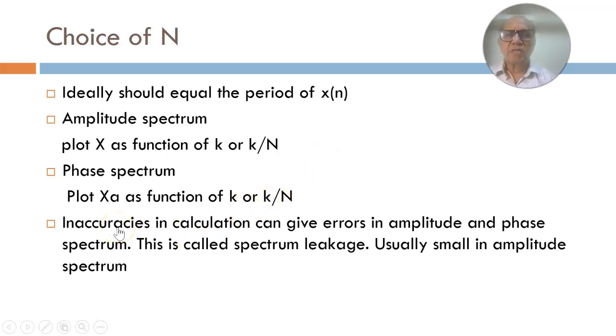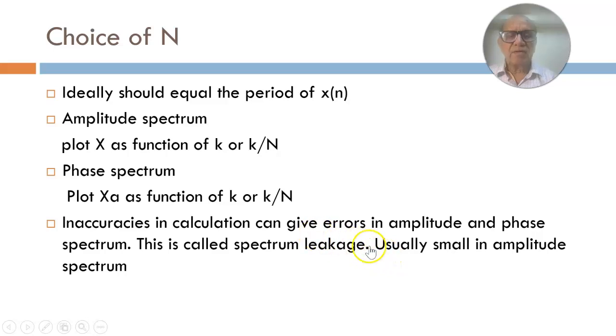Now, one important thing to note is that whenever you do computation through any program, you will not get absolutely perfect values. Errors will be small, nevertheless, there will be some errors. The inaccuracies in calculation can give errors in amplitude and phase spectrum. This is called spectrum leakage. That means you may see components in the frequency spectrum calculated at frequencies which are not even present in the original signal. So that is called spectrum leakage.